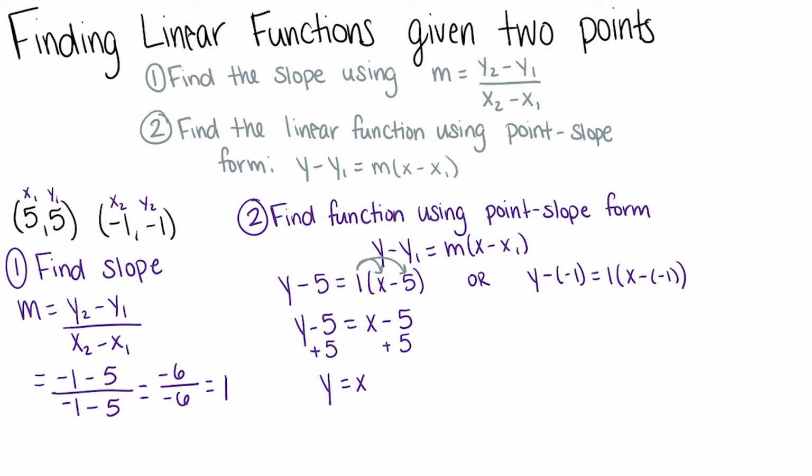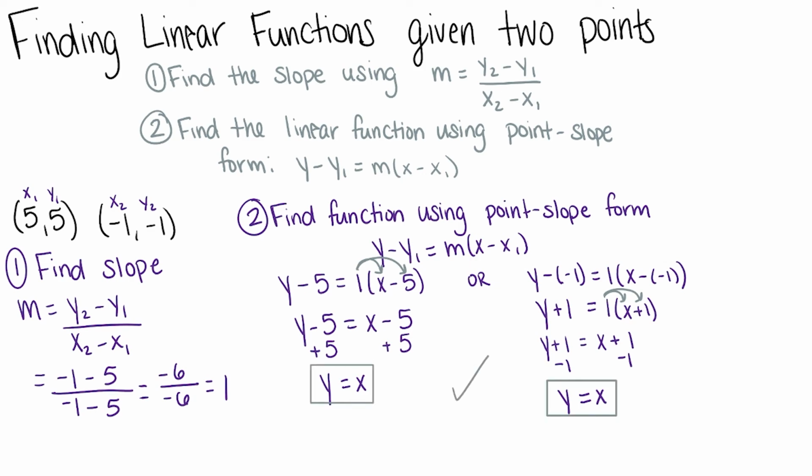Let's look at our right side. So minus a negative means we are going to add. So this means we have y plus 1 equals 1 times x plus 1 as well. Let's distribute our 1 to our x and to our 1. So we get y plus 1 equals x plus 1. Subtract 1 from both sides and we get y equals x. So our linear function between these 2 points is y equals x.